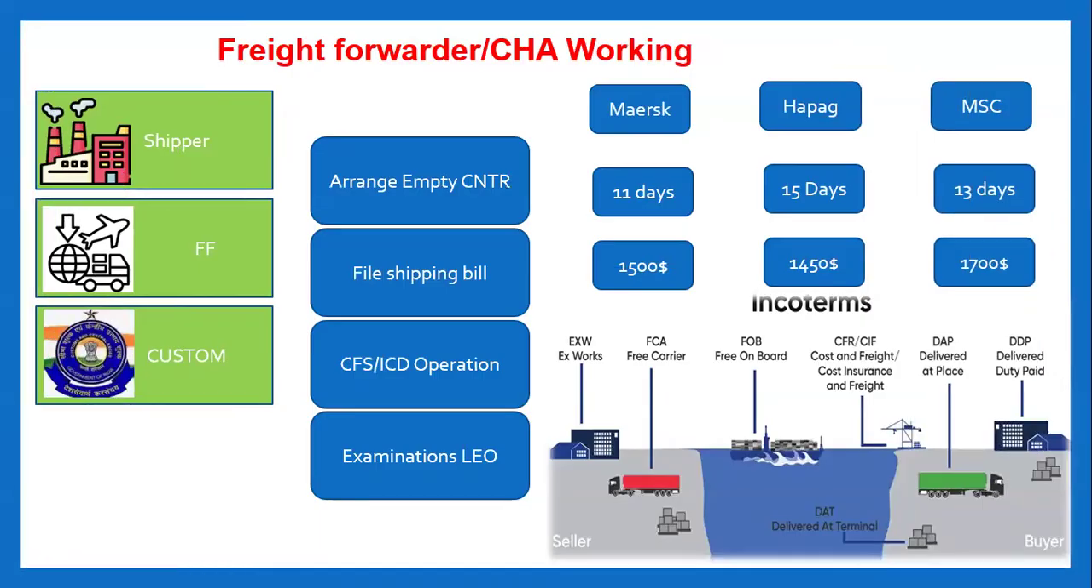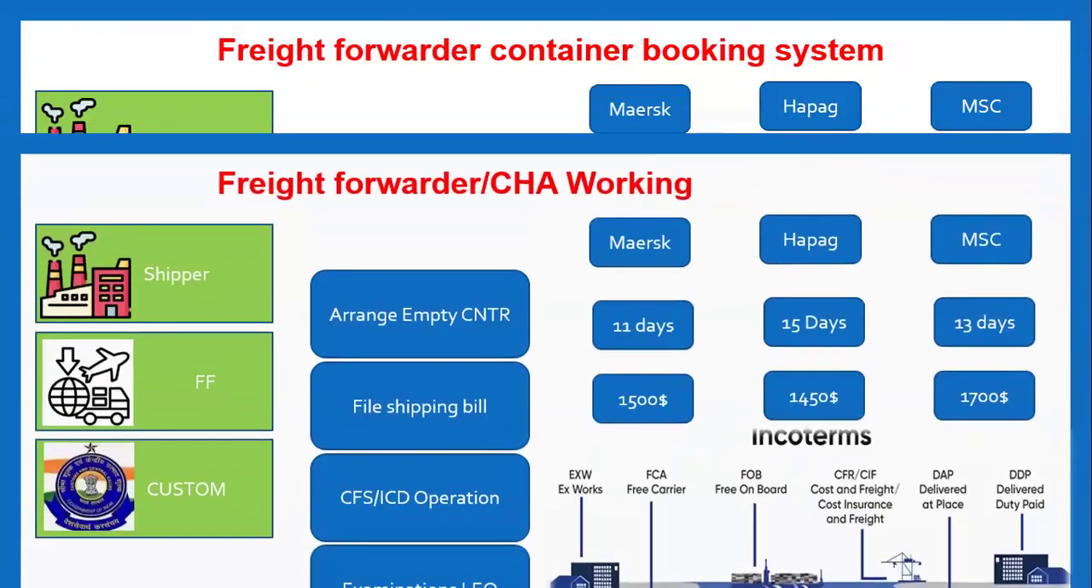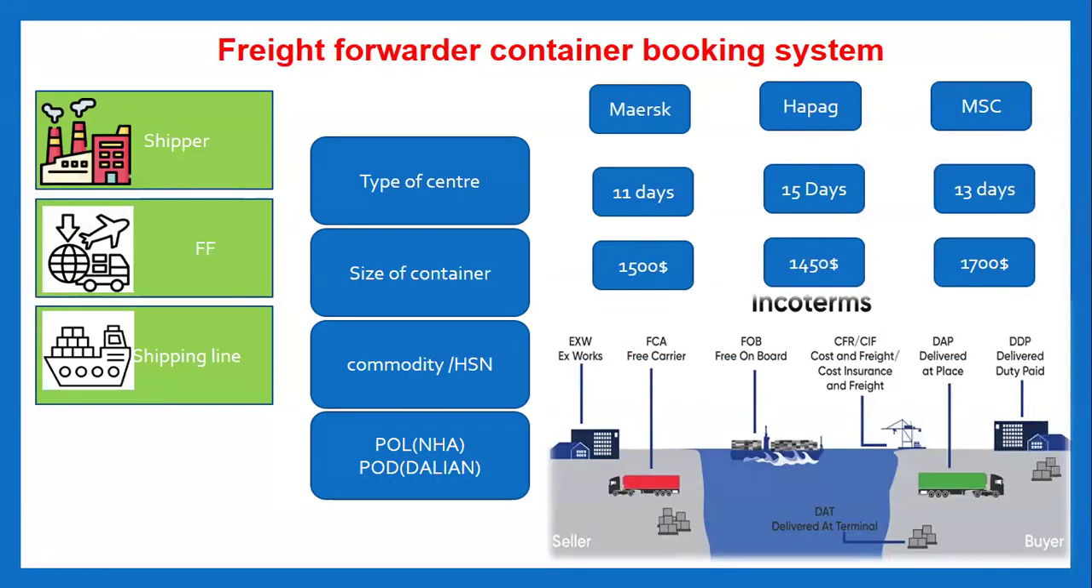what is the procedure of the Freight Forwarder container booking system. In that session, as a shipper, as an exporter, we instructed the Freight Forwarder to book a container from Nhava Sheva to Dalian China port. The CHA and Freight Forwarder take out different shipping lines for the container booking, and here you see the transit time and freight charges. On the comparison basis, which has the minimum charges and minimum transit time, our Freight Forwarder books the containers from the shipping line online website.